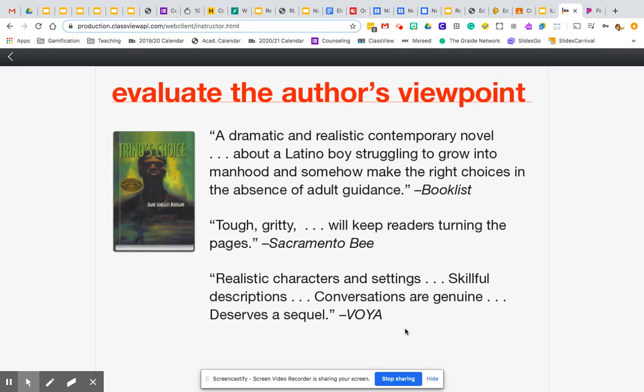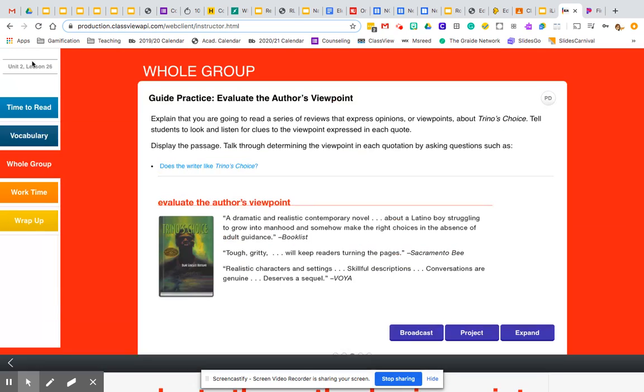Last one right here. Realistic characters and settings, skillful descriptions, conversations are genuine. Deserves a sequel. Go ahead and think about that one. All right. Realistic, skillful, genuine, deserves a sequel. All of those right there are clues to me, again, that this person liked Trino's Choice. So it is another positive viewpoint.